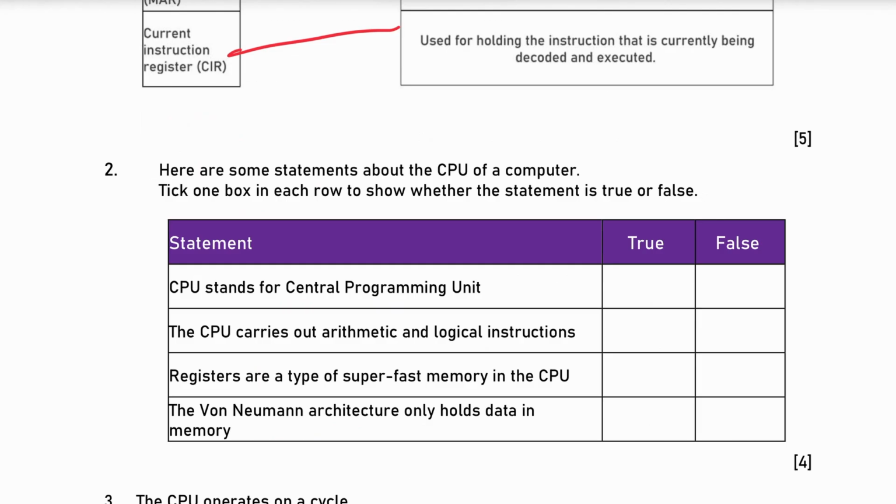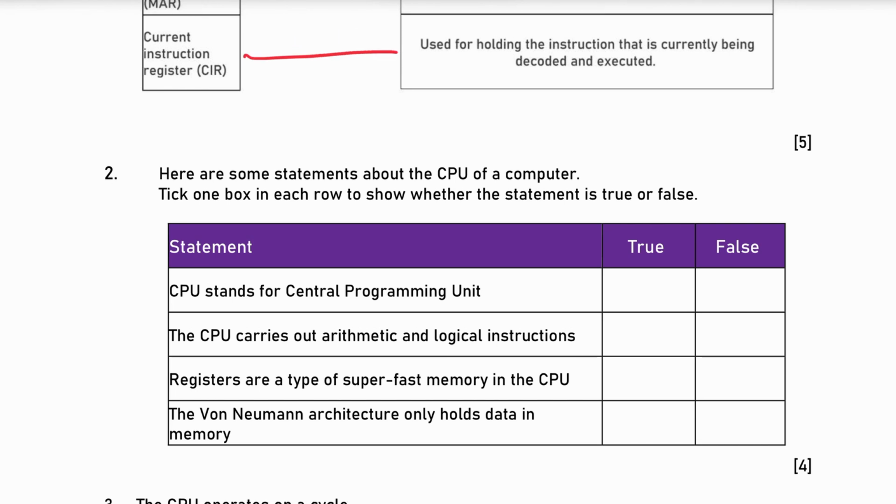Next, carrying on with the CPU, tick one box in each row to show whether the statement is true or false regarding the CPU. So the first statement, CPU stands for Central Programming Unit. We know that that's false because it's clearly the Central Processing Unit, so that will be labelled as false. The CPU carries out arithmetic and logical instructions. That is true. And registers are a type of superfast memory in the CPU.